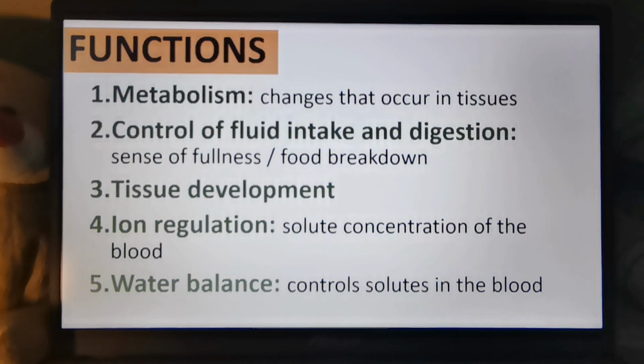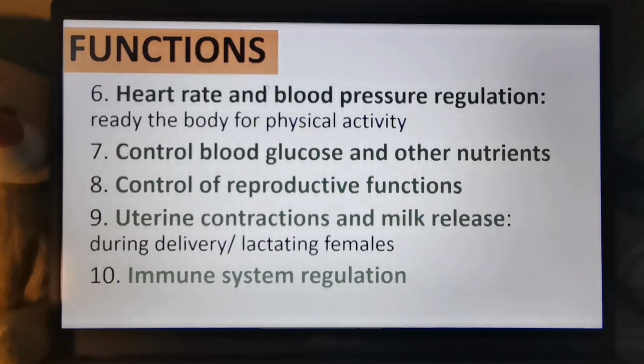Functions of your endocrine system. We have metabolism, control of fluid intake and digestion. Ang metabolism is how your body metabolizes energy. For example, if you eat food, your food is being digested in your body and energy is being released and consumed by your body. So, that's metabolism. Control of fluid intake and digestion, tissue development, ion regulation, and water balance. So these are the functions of your endocrine system. We also have heart rate and blood pressure regulation, control of blood glucose and other nutrients, control of reproductive functions, uterine contractions and milk release, and immune system regulation.